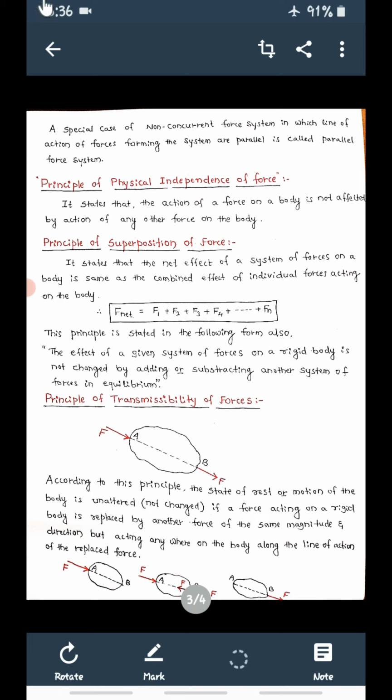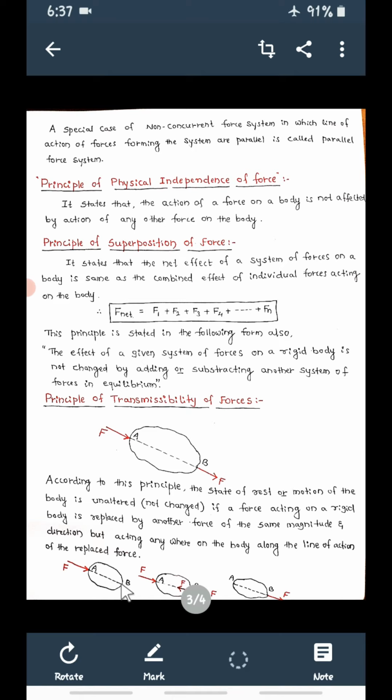Now see, initially the force is acting at point A. Because of this force, what happens? The body is going to move in this direction, correct? In the first case, the force is acting at point A, so the body will move in this forward direction. But I don't want the force to be at A. I want the force to be applied at some other point, instead of A. I want it at B now.